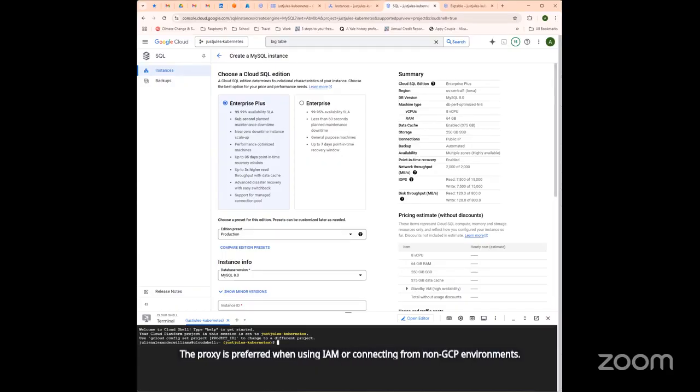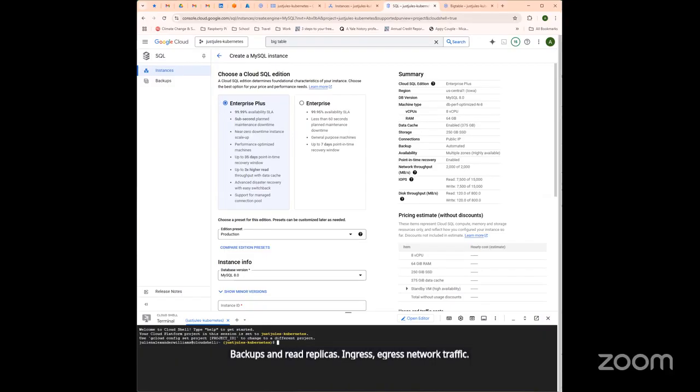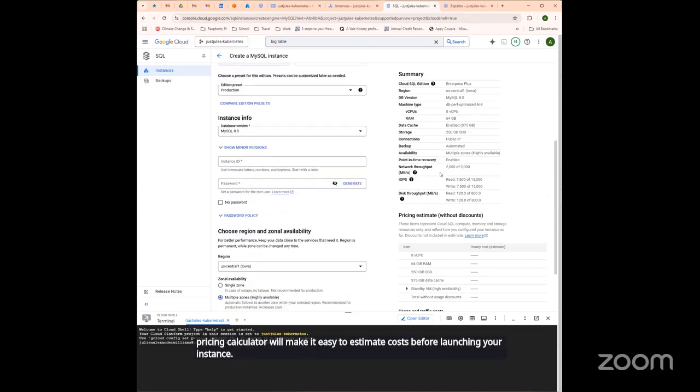All right. So with Cloud SQL, your bill will have a different breakdown. It'll look at instance type and vCPU count, storage volume and performance tier, that's SSD versus HDD, backups and read replicas, ingress and egress network traffic, and optional licensing for SQL Server if it's applicable. And Google Cloud's pricing calculator will make it easy to estimate costs before launching your instance.